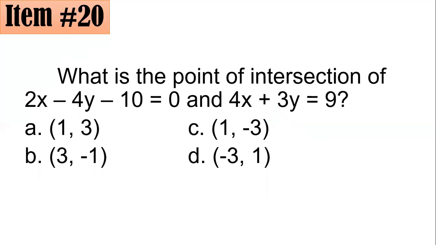What is the point of intersection of 2x minus 4y minus 10 equals 0 and 4x plus 3y equals 9? Is it (1, 3), (3, -1), (1, -3), or (-3, 1)? What do you think? When we speak about the point of intersection of these two lines, we know that they have different slopes, so we are sure there is only one point of intersection. And that point should be common to both lines. So it should satisfy both lines. And for such, we could employ either substitution or elimination, etc.